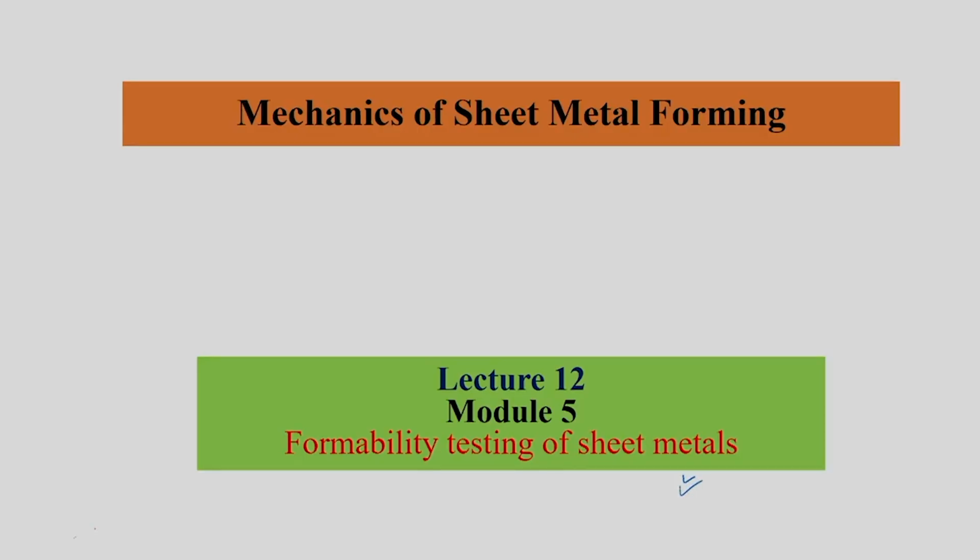So, let us continue our discussion on the formability testing of sheet metals. Today we are going to discuss three important subtopics relevant to formability testing of sheet metals. One is how certain important properties or parameters affect the forming limit curve in general, independent of any material chosen.